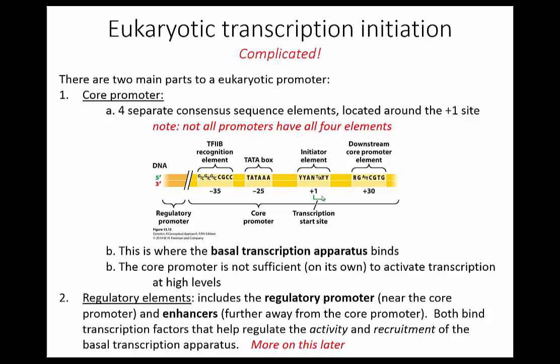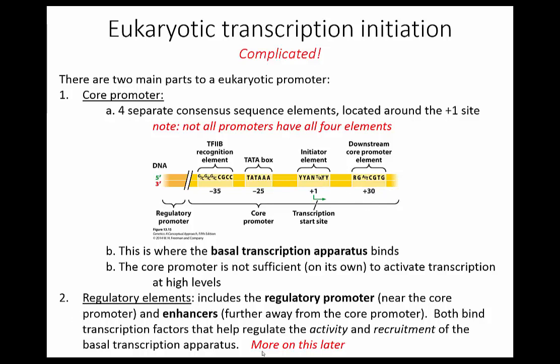So starting at the +1 site, at the transcription start site, right there is something called an initiator element. About 25 bases before that, some genes have a TATA box, which we'll talk about more in just a minute. And about 10 bases further upstream, we have the TFIIB recognition element. Some genes also have a promoter element that is found after the start of transcription, and this would be called the downstream core promoter element at +30.